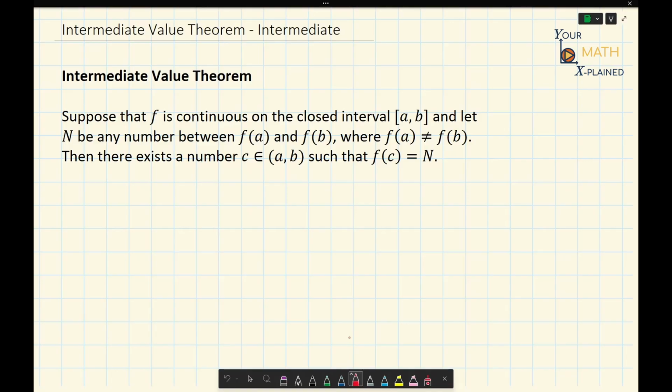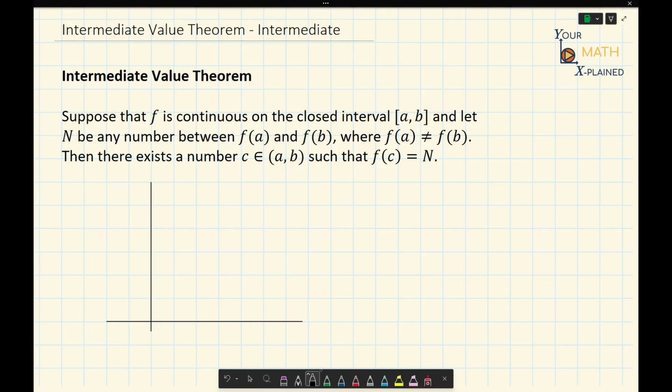So the Intermediate Value Theorem states, suppose that f is continuous on the closed interval [a, b], and let n be any number between f(a) and f(b), where f(a) does not equal f(b). Then we can state that there exists a number c in the open interval (a, b), such that f(c) is equal to n. So let's unpack that. And we're going to do that by drawing a diagram.